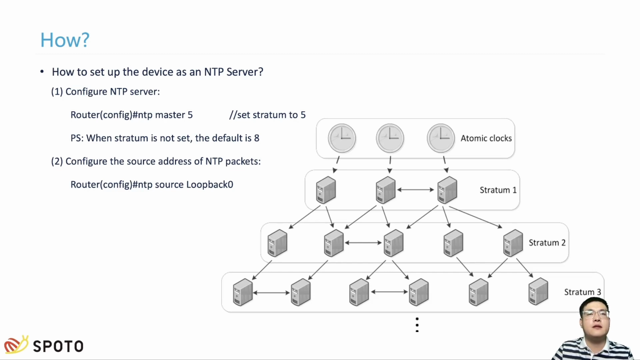Step 3. Configure the source IP address of the NTP packet. This step is not necessary, but I recommend setting it to the loopback interface of the device for higher reliability. Now, we set router 1 as the NTP server in the LAN, and router 2 as the client. Router 2 synchronizes the time from router 1.